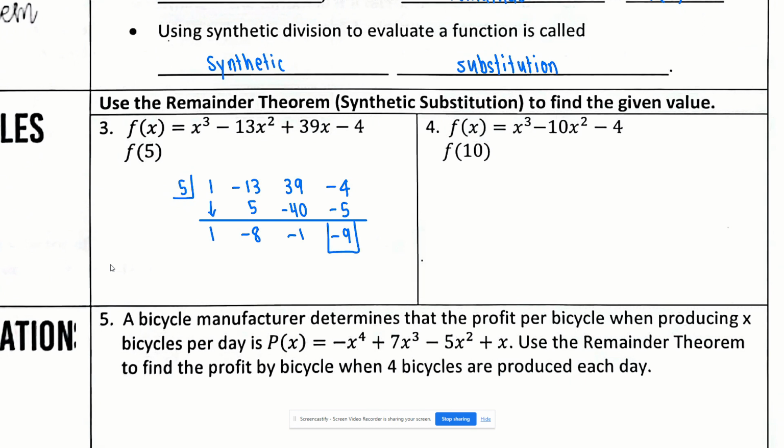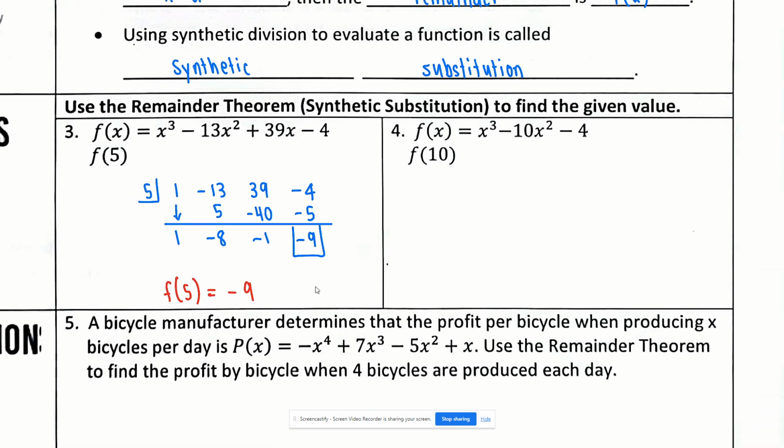So look, this is how we write this answer. F of 5 equals negative 9. That's exactly what we get. I promise. You can try it on your calculator if you want. If you plug in 5 cubed minus 13 times 5 squared plus 39 times 5 minus 4, I promise you get negative 9. But we use synthetic substitution to solve.